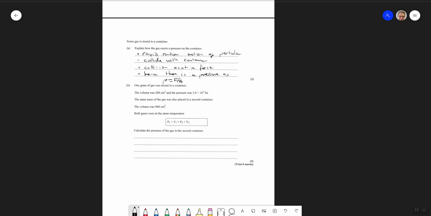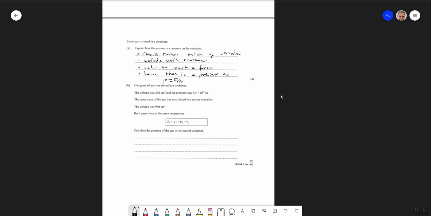So these are the four kind of points, and you get to say any three of them. Something about the motion of the particles, something about collisions with the container. It doesn't matter if them colliding with each other, that doesn't count. But then this idea, collisions exert a force, hence there is a pressure. So anything like that.